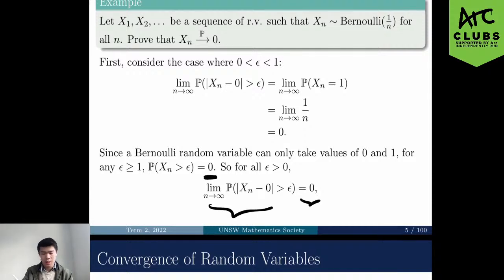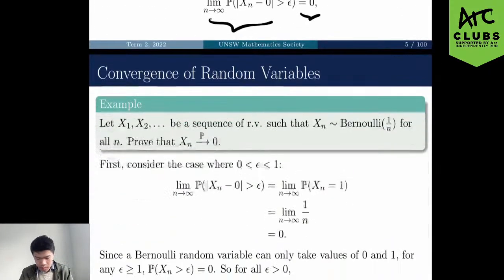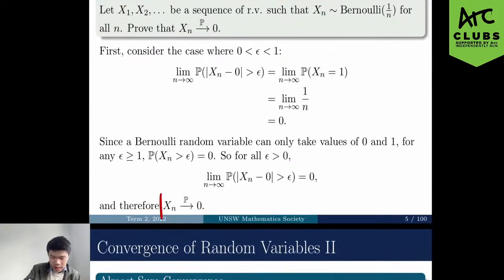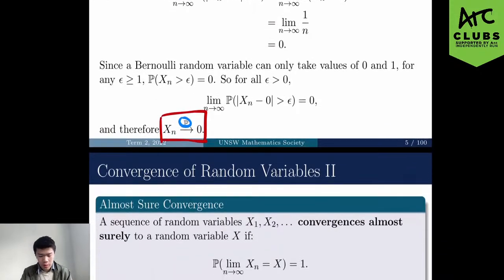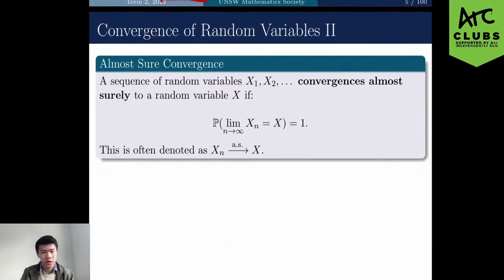Okay, and that's actually the definition. So we write our conclusion: Xn converges in probability, using this nice notation, to 0. Okay, so we've done one question basically for that example. Let's move on to some other types of convergence.